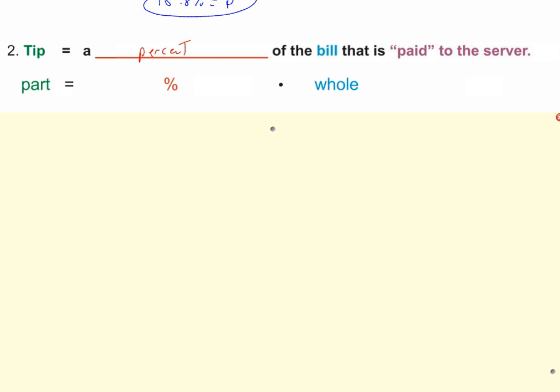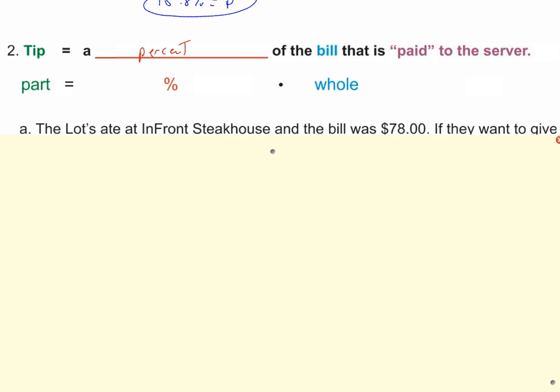But that's the world of tip. It's a percent of the bill. It's paid to the server. And so again, part equals percent times the whole. The tip is the part. The percent, of course, is always in decimal form, and the whole is your bill. So let's do this problem here. The Lots ate at In-Front Steakhouse.